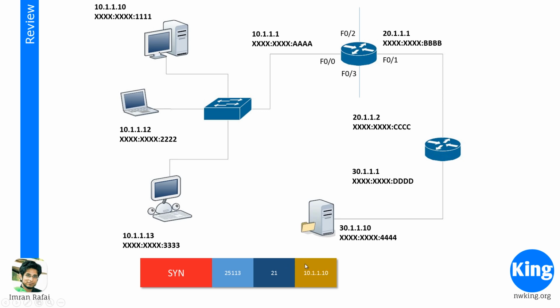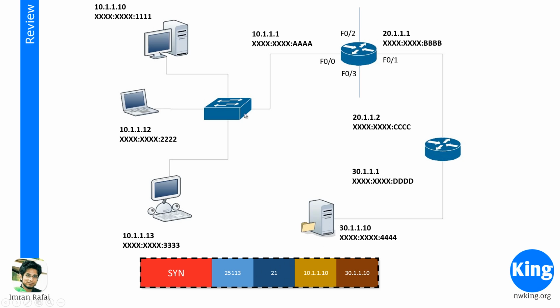The next information it puts there is layer 3 information. It puts the IP address 10.1.1.10 as the source IP address. Then it puts the destination IP address, 30.1.1.10. Now this data does not change. This data does not change until it reaches the end, until it reaches this device. This data does not change at all.